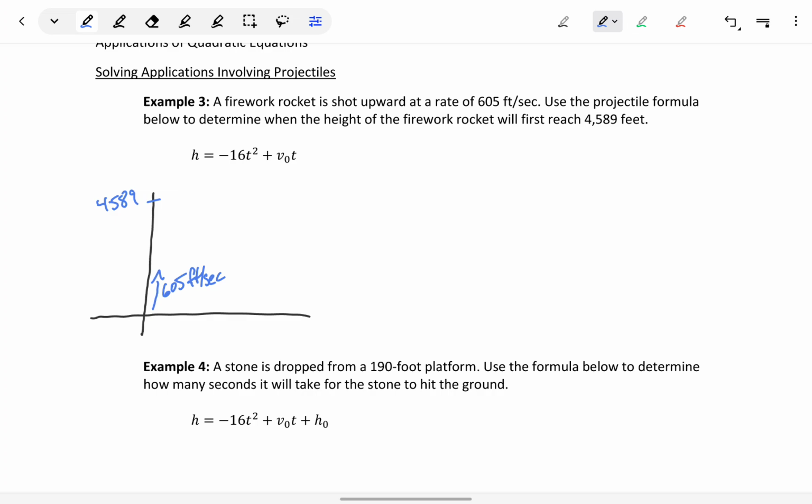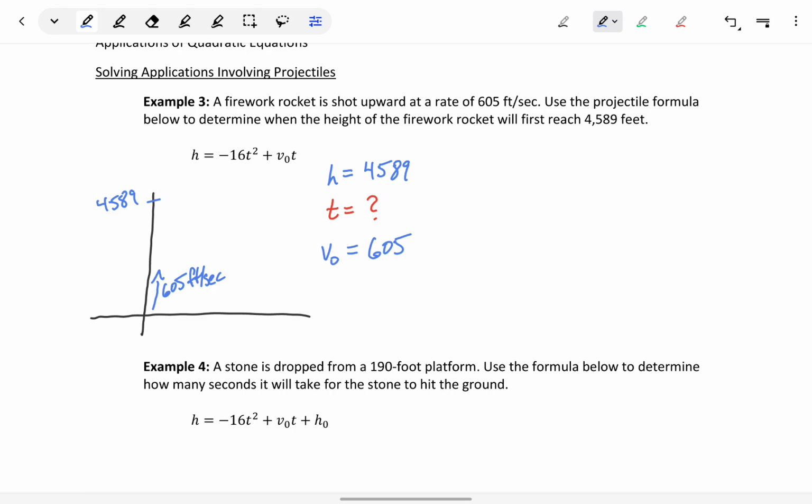In this formula, we have 3 different letters. We know we want to substitute in for h. h is the total height, which we're interested in that being 4,589. t is the time it takes to reach that, but that's our unknown. And then we have v0, which is the initial velocity, and that's given to us as 605 feet per second.